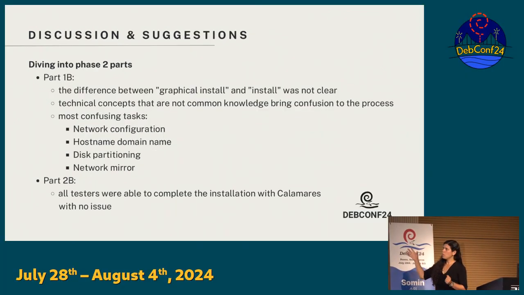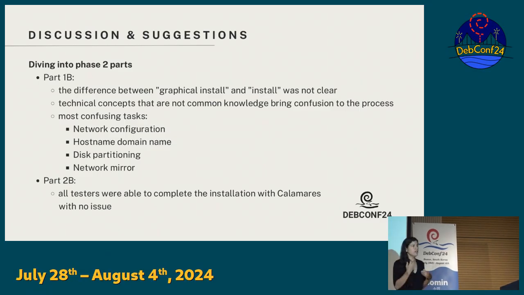And then part 1B and 2B, which were the installation itself. The difference between graphical install and install was not clear. We said that last year, and we're repeating that. This is not clear for users. They don't think about graphical and text mode, or they don't know what that means without a historical perspective. Technical concepts that are not common knowledge bring confusion to the process. So even though many users reach the end and are able to install, just having terms that they don't understand brings confusion and diminishes the user experience.